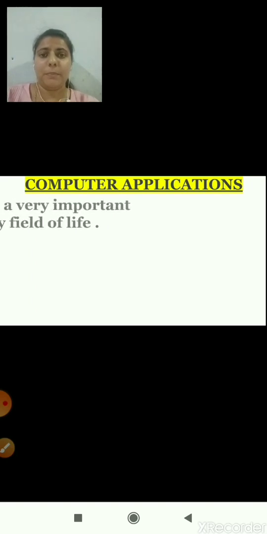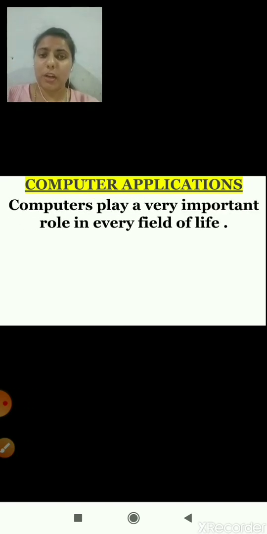Computer applications. Now children, what is the meaning of computer application? Computer application means where we are using computer, the uses of computer. Now, in human life, computer is very important. It is used almost everywhere. Computer plays a very important role in every field of life. Now, we will learn some fields in which computers are being used.